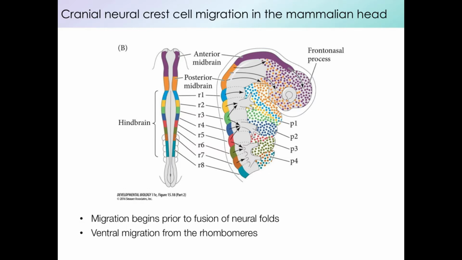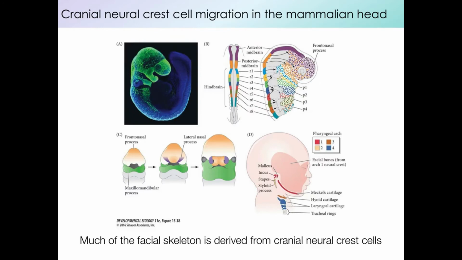In addition, there are cells that migrate more anteriorly, and those contribute to a region known as the frontonasal process, which forms most of the structures of the face. These mesenchymal neural crest cells contribute to many of the structures of the face, including the facial bone, cartilage and bone of the jaw, as well as cartilage of the larynx and trachea, and bones of the middle ear. Although not shown here, these neural crest cells also contribute to some of the ganglia of the face, so some of the cranial nerves that innervate the teeth and the jaw.